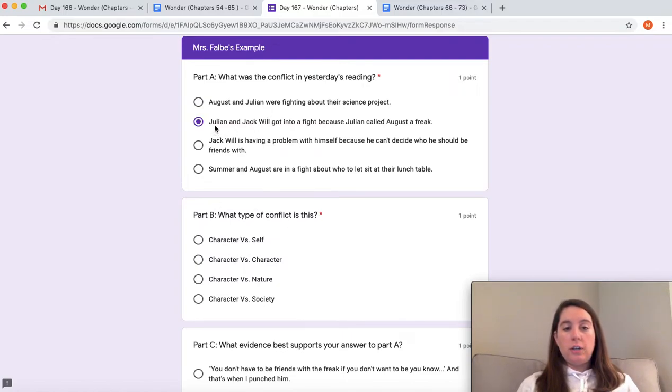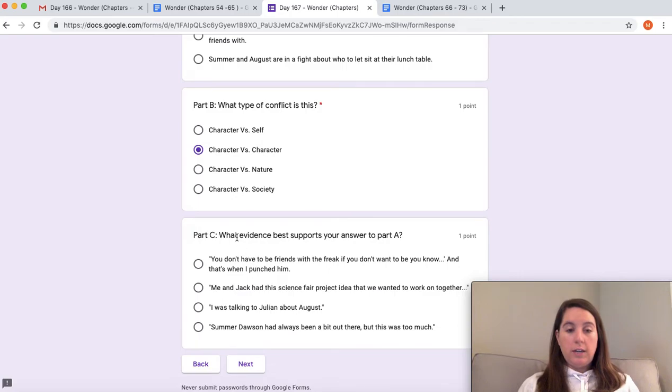So we're looking here. Our answer is Julian and Jack Will got in a fight because Julian called August a freak. So is that character versus self, character versus character, character versus nature, or character versus society? That's two characters having a problem with each other, so that's character versus character. Now I need to find evidence to prove my answer. Again, it says, what evidence proves your answer to part A?